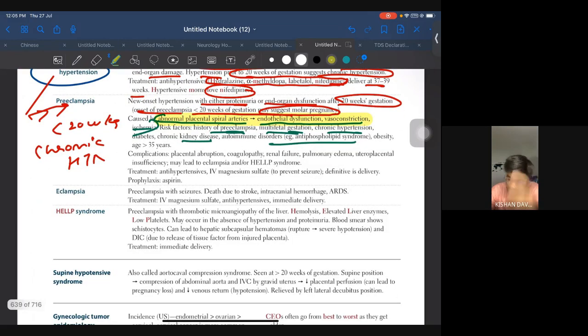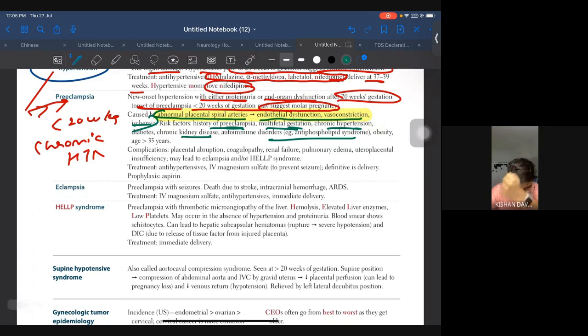Okay, let's see the complications. Complications: placental abruption, coagulopathy, HELLP syndrome. Complications, basically everything can happen: renal failure, kidney problems, uteroplacental insufficiency, bladder problem, everything will be there. Okay, but HELLP syndrome is something unique that we'll be discussing here.